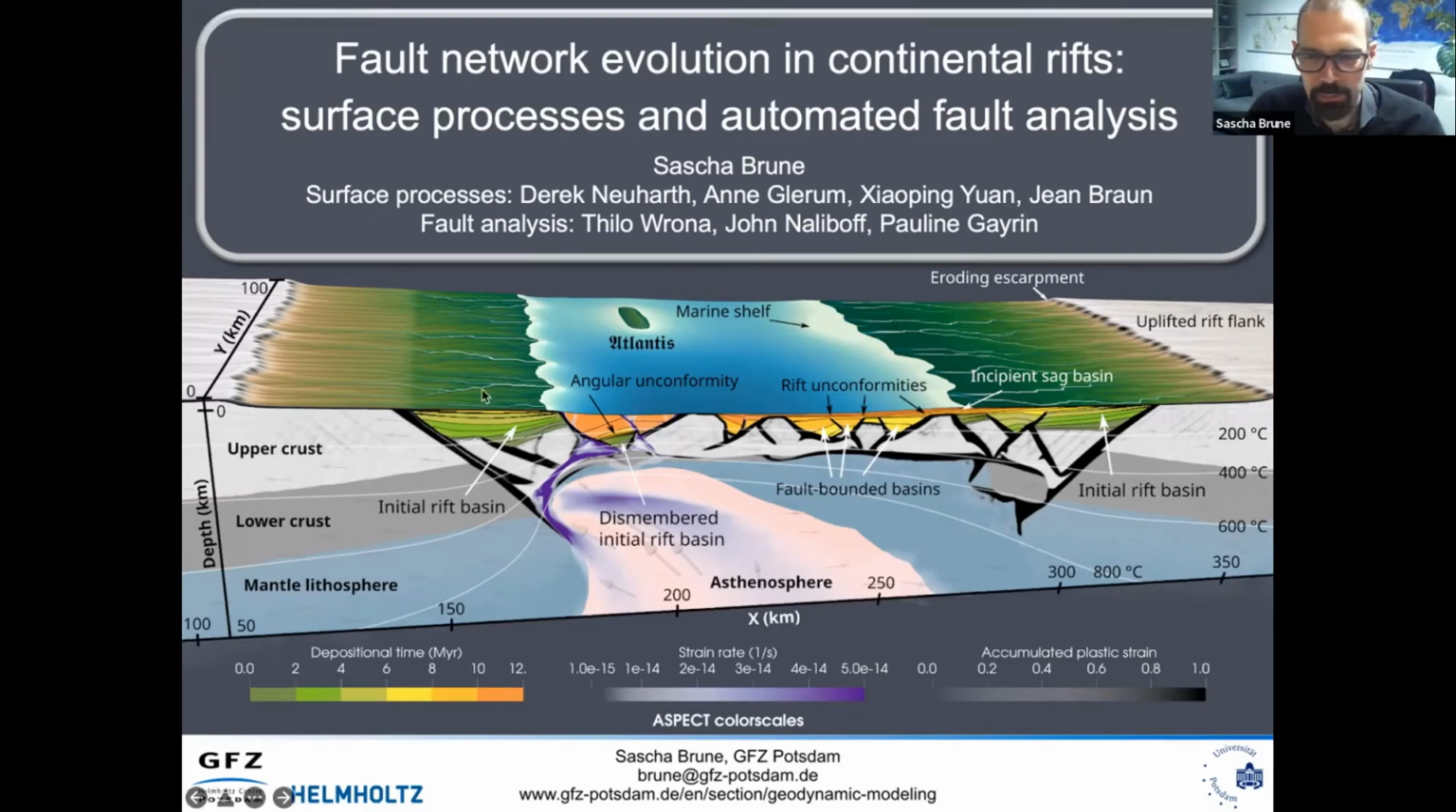So this talk is based on a big collaboration. And first of all, it's Derek Neuhardt's work, who has been coupling ASPECT and FastScape. He submitted his thesis in December and he's taking a well-deserved break, so he's not presenting himself. But also Anne and Xiaoping Yuan and Jean Braun, who are from the FastScape side. And then for the fault analysis part, this is mostly Thilo's work, but we collaborate with John on this. And then there is Pauline, who did a bachelor internship, who also is feeding back into the models that I'm going to show.